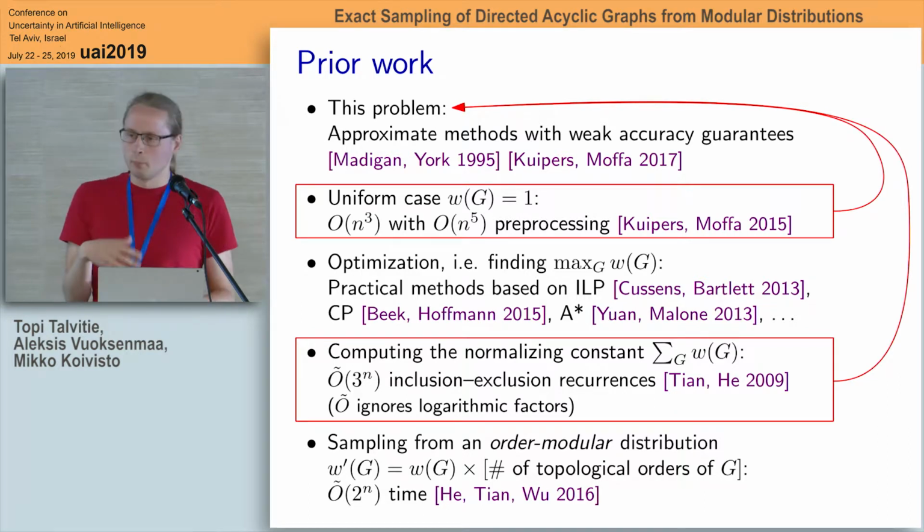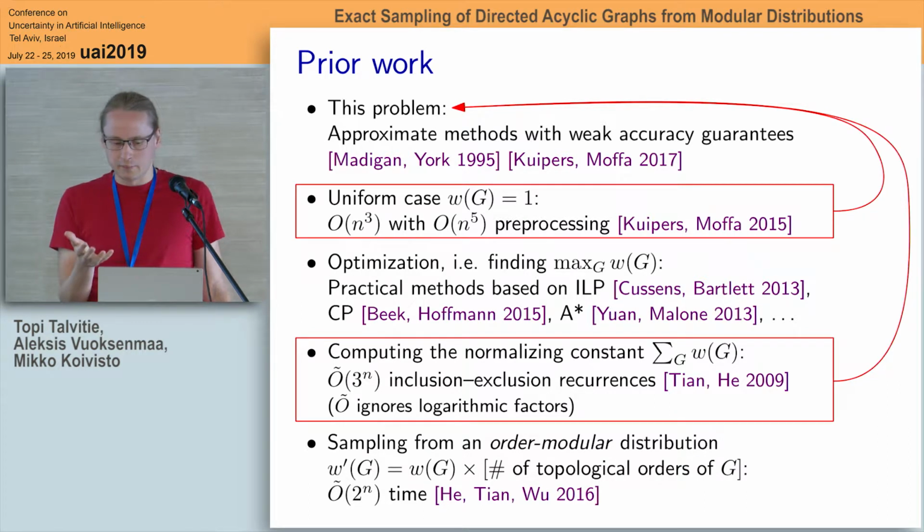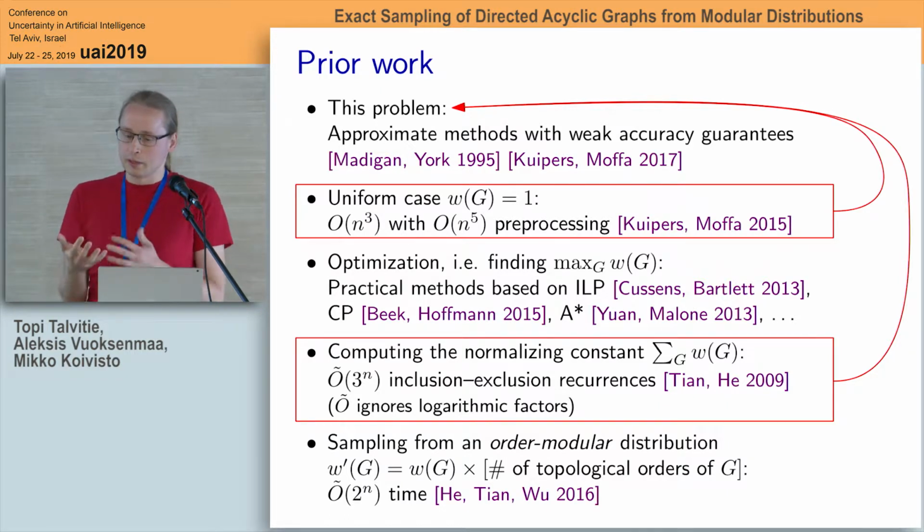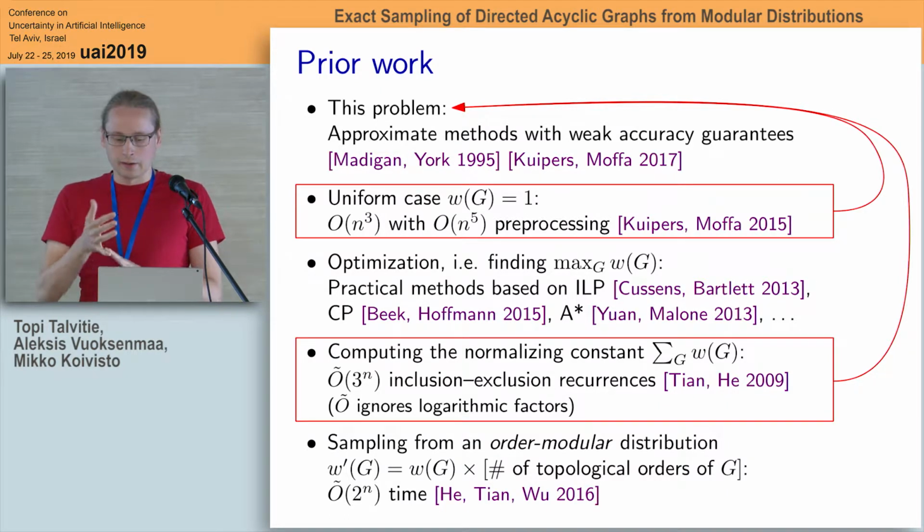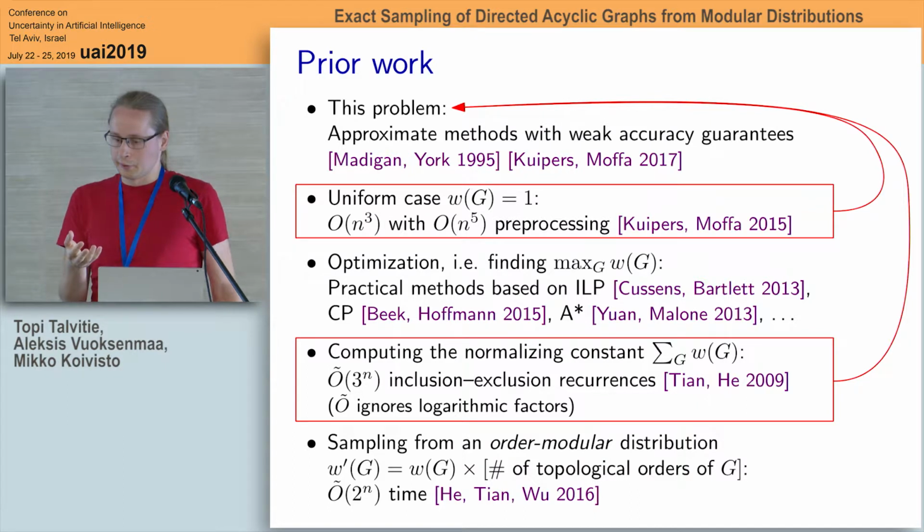In this work we want to use the exact modular distribution and an exact algorithm for it. We do this by combining ideas from two previous works. From Kuipers and Moffa we get the idea of using root layerings as the basis, and the way we do the computations is inspired by the inclusion-exclusion recurrences of Tian and He.